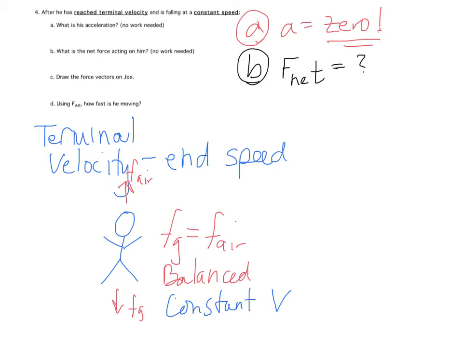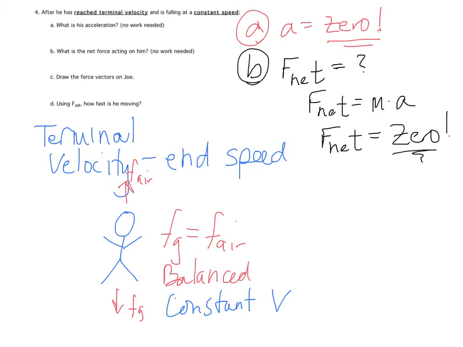Well, isn't net force equal to mass times acceleration? And didn't I just say that acceleration is 0? So net force also has to be 0. We want to draw the force vectors on Joe. I already did that. I have force due to gravity pointing down and force due to air pointing up. And now I want to figure out how fast he's going. So let's go ahead and still use that same equation, because we haven't opened the parachute yet. So force due to air, this is for part D.